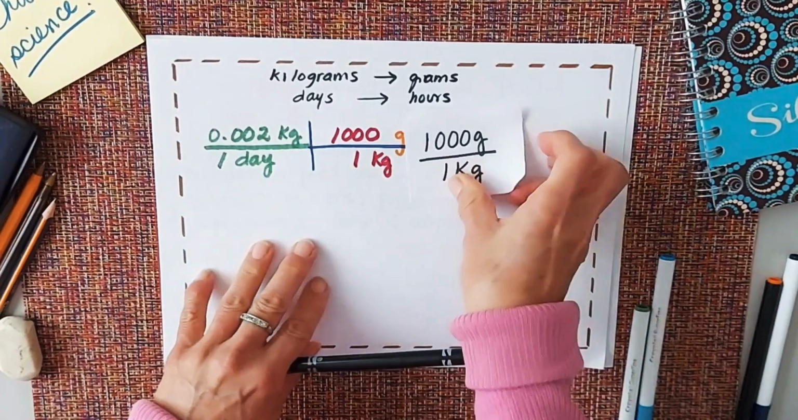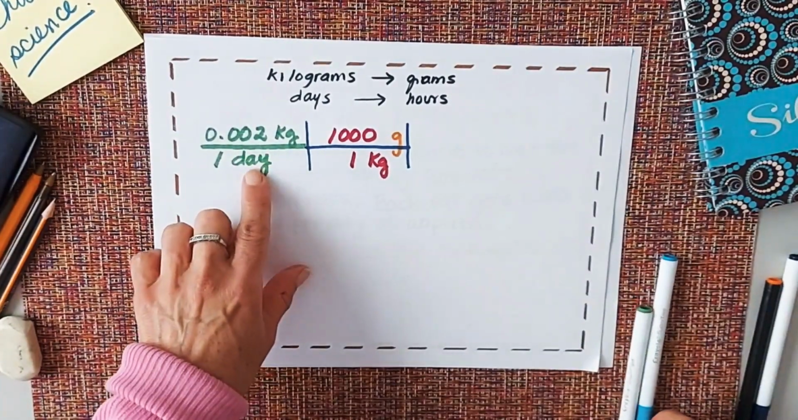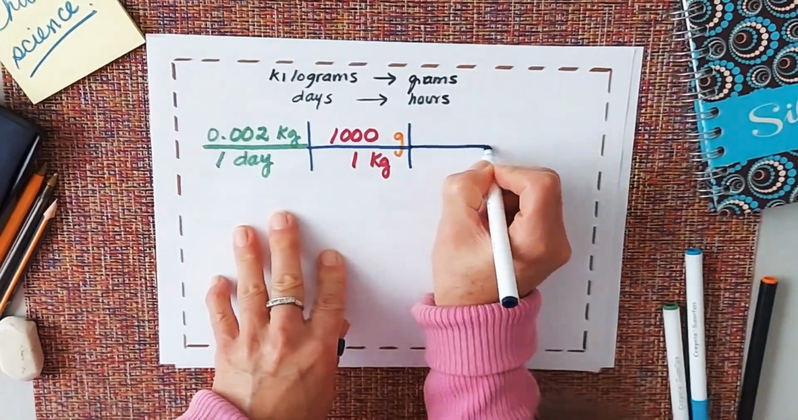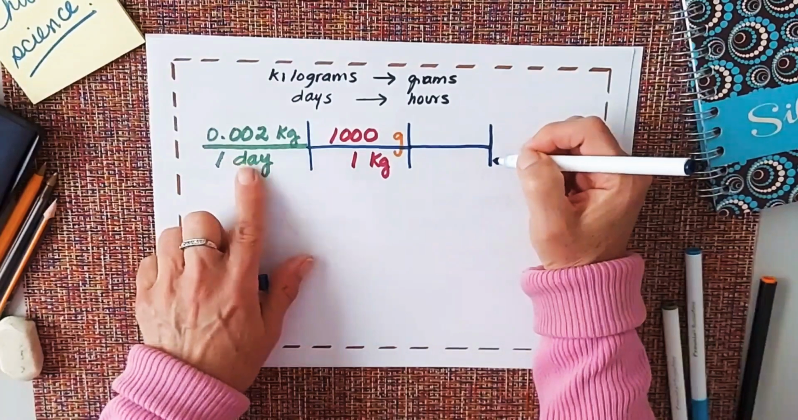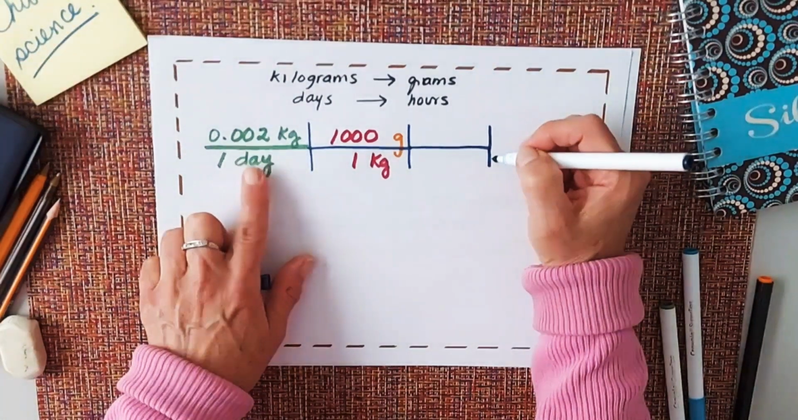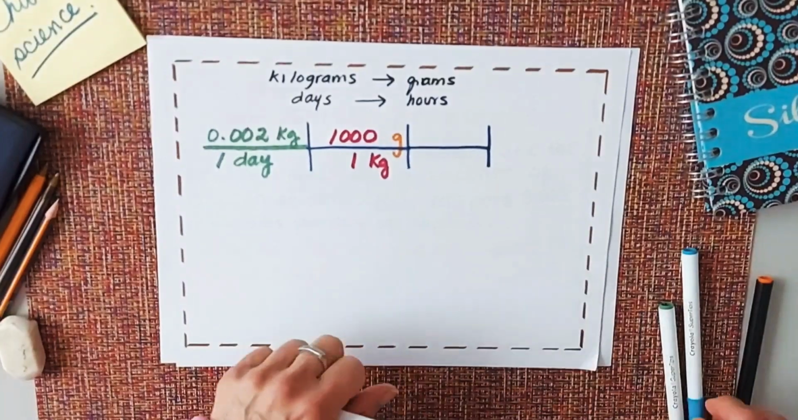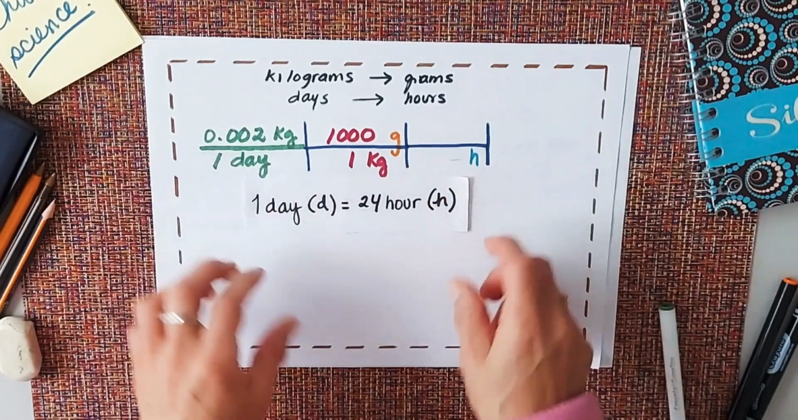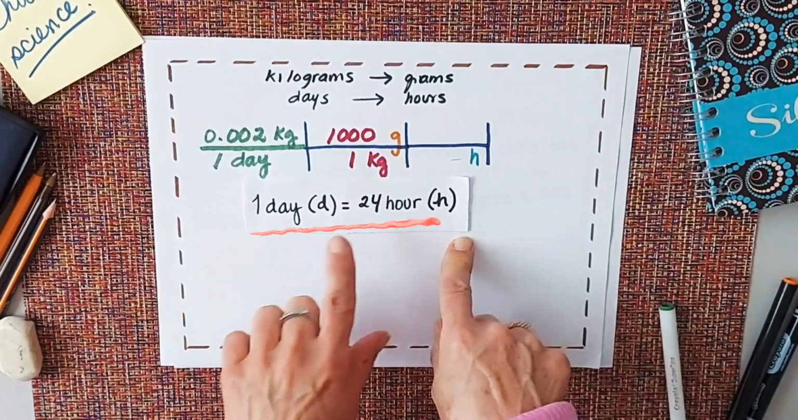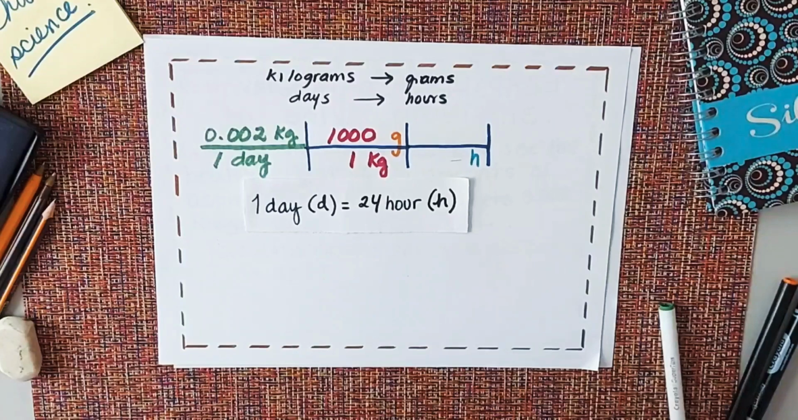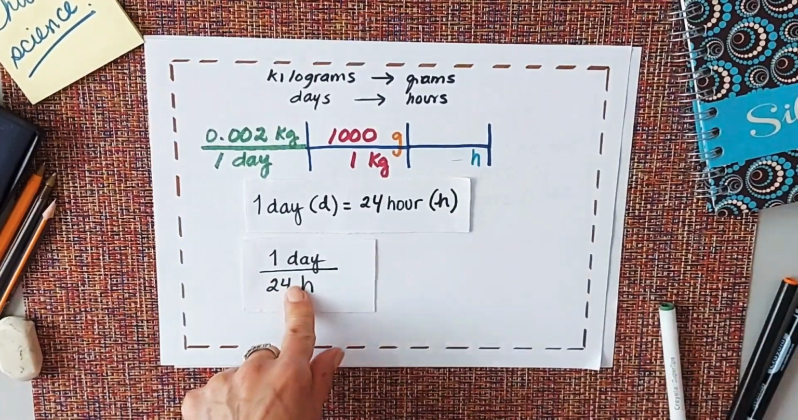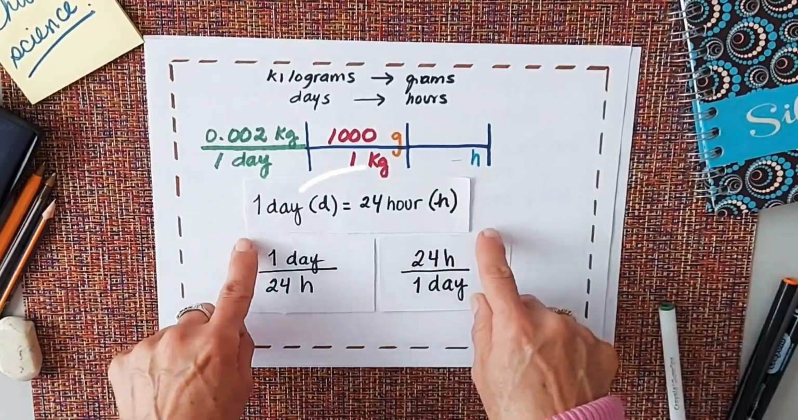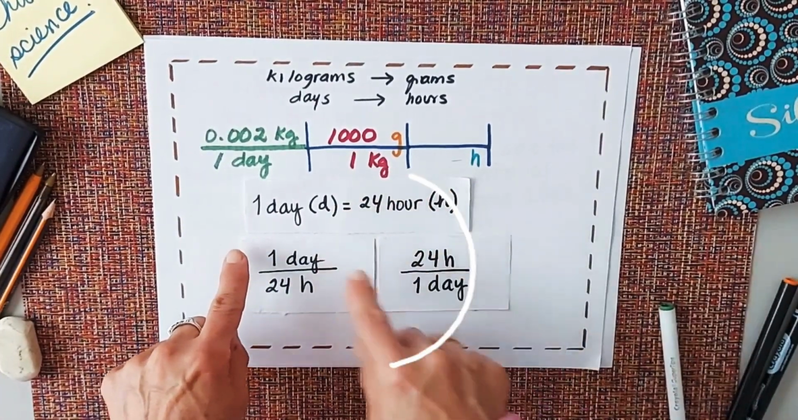Now we are going to write the second space for the second unit, in this case, days. Another space for the second unit. Now we want to convert days into hours. Here we have this statement, and for this statement we have 2 conversion factors: 1 day equals 24 hours and 24 hours equals 1 day. All of these expressions represent the same thing and they are equivalences.